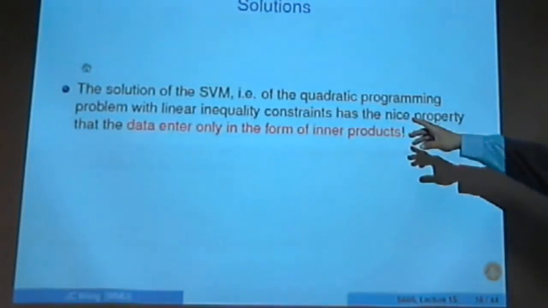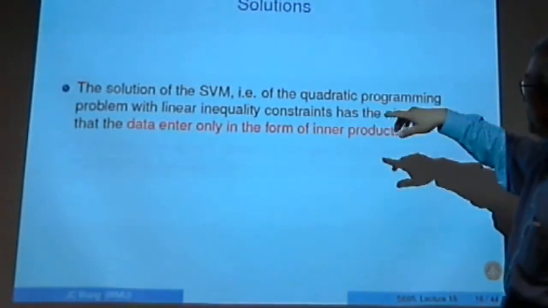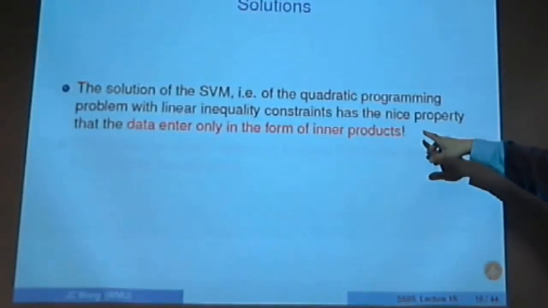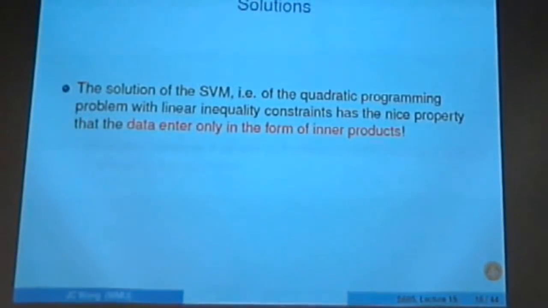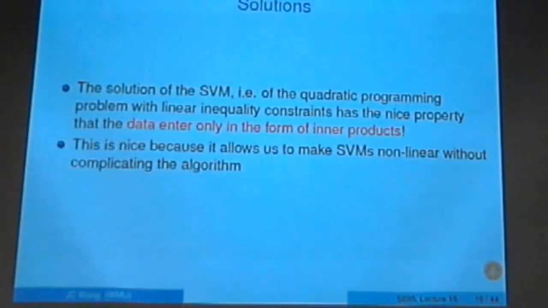The solution of the support vector machine is a quadratic programming problem, and it's a nice problem. The data enter the optimization formulation only through the inner product. The feature vectors enter only through the inner product, nothing else. So nonlinearization is possible.